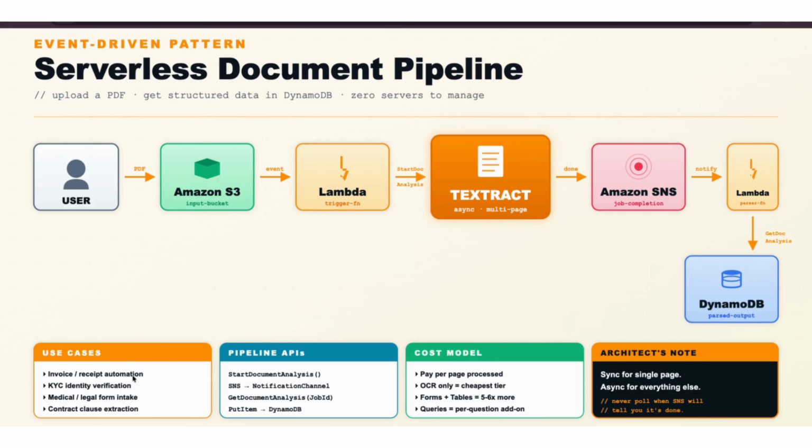Now there are APIs which we are mentioning. We have the Start Document Analysis API, the Notification Channel API, connecting SNS, right? Then Get Document Analysis, because we get the job ID whenever we trigger Textract. We get the job ID and we use that job ID further to get the data. So we get the response there. Once we get that, we use the PutItem API to put those details or the responses in DynamoDB.